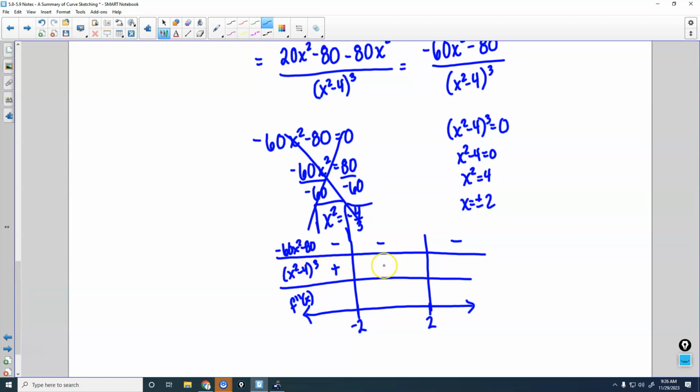If you plug in 0, you'll get a negative. If you plug in something bigger, you'll get a positive. So we are going to get negative here, positive here, negative here. So we're concave down for negative infinity to negative 2 and 2 to infinity. We're concave up from negative 2 to 2.